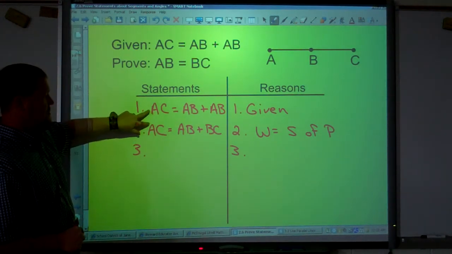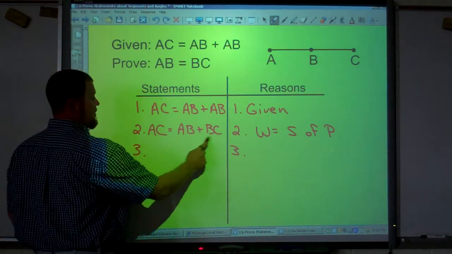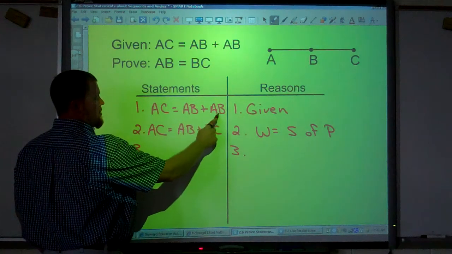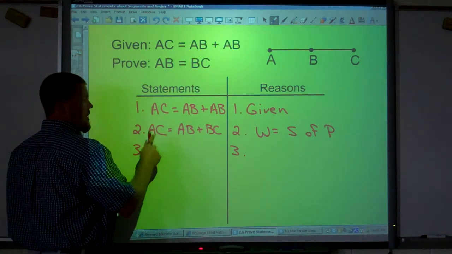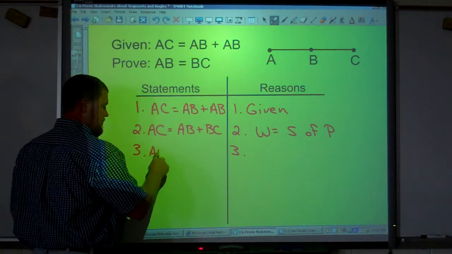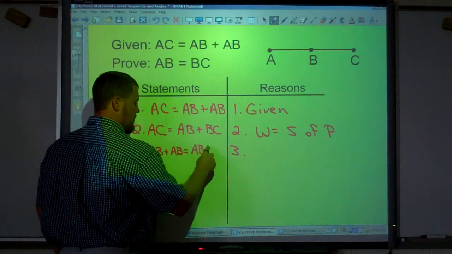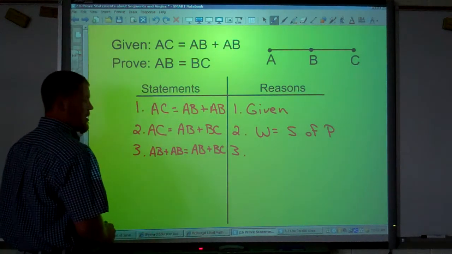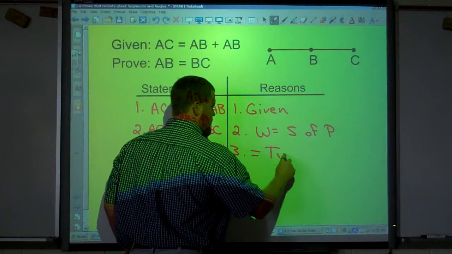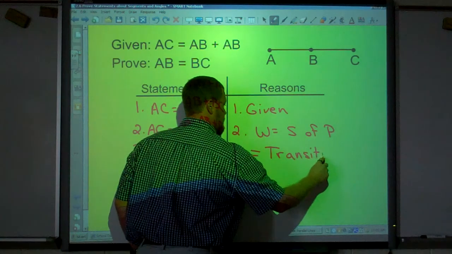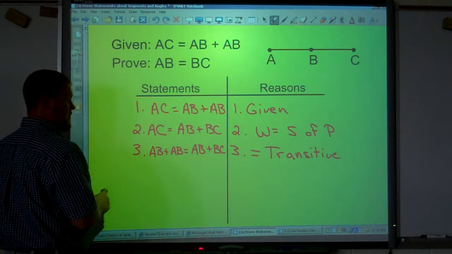So now, can we come up with a statement from these two given statements? And I see that two different things, length AB plus length AB, length AB plus length BC, are equal to the same thing. Therefore, they're equal to each other. What's that again? Two different things equal to the same thing. Equals is transitive. Again, we're talking about equal statements. That's why transitive rule is equality.